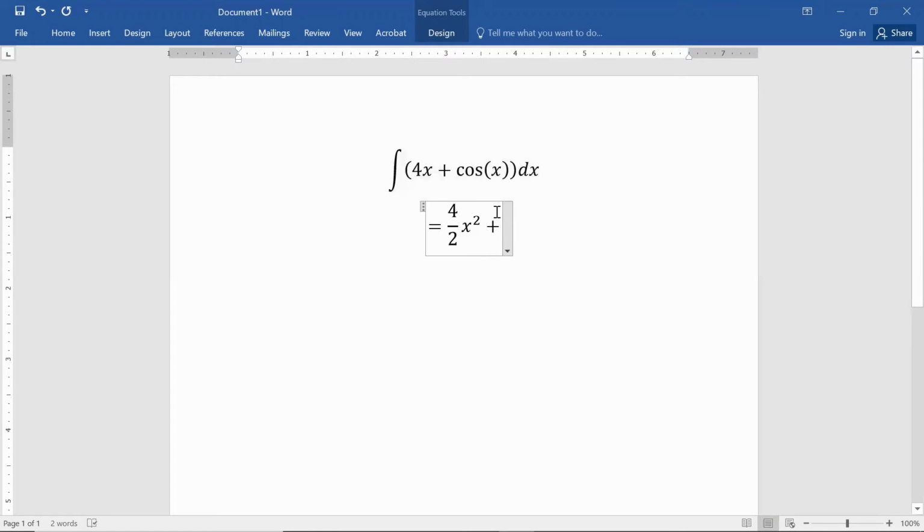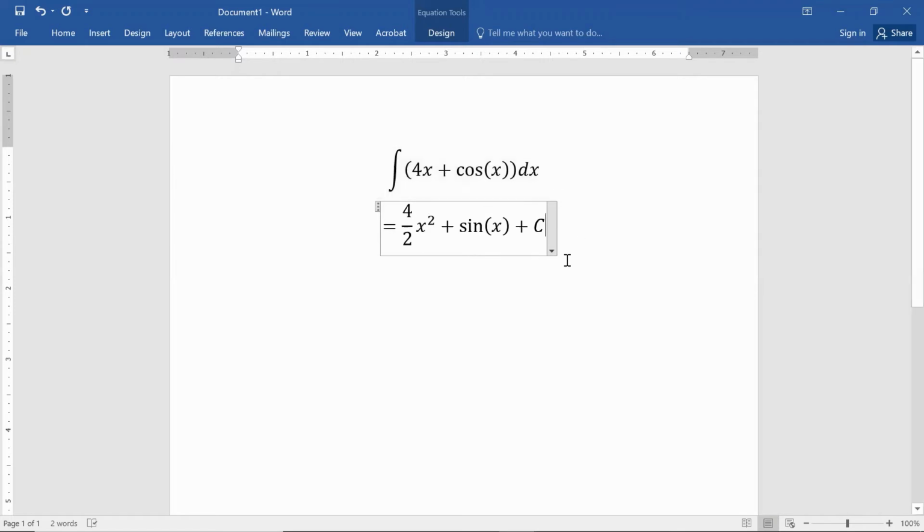Then I ask myself, what trig function has a derivative of cosine? This one's pretty straightforward. The trig function whose derivative is cosine is positive sine. When I take a derivative of sine, I get a positive cosine. And then I can tack on any constant that I want.